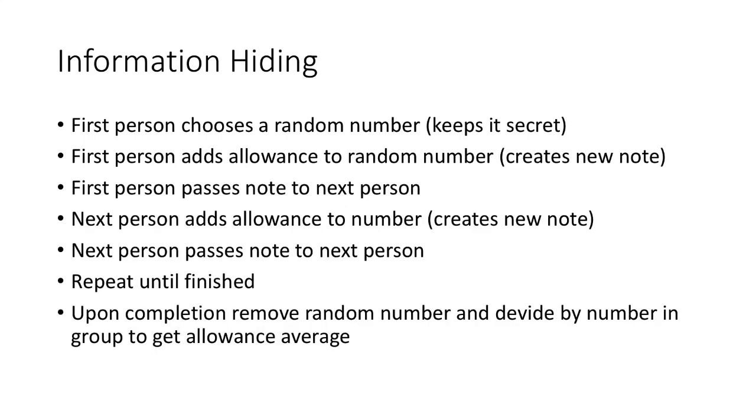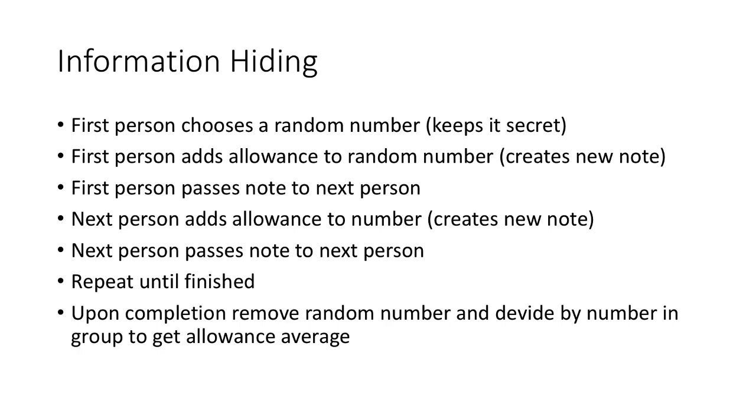The very first exercise is one in information hiding. This is one that is pretty relevant, especially in the medical field. And this is a simple example of it. In this example, the very first person, and you can do this within a team, chooses a random number that they keep secret. They then add to that random number their allowance, and I chose allowance just to choose something that the team would have sensitivities about.